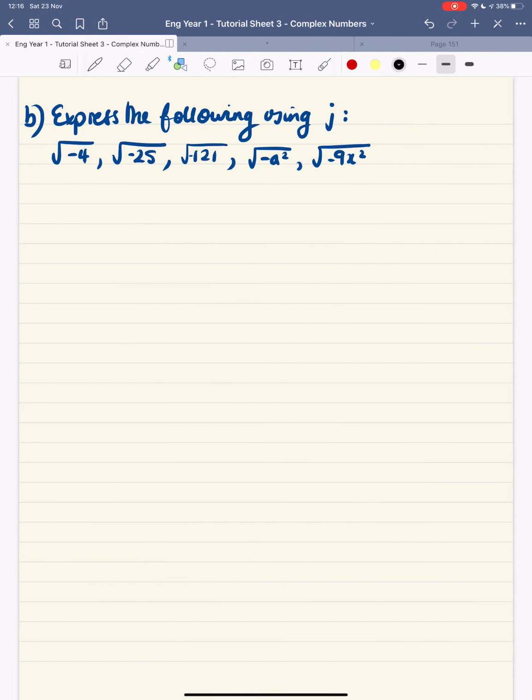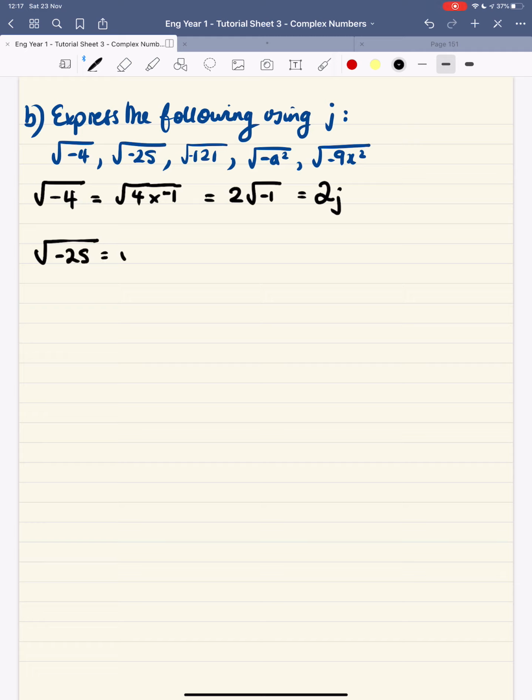Express the following using j. The square root of minus 4 equals the square root of 4 times minus 1. The square root of 4 is 2, and then it's root minus 1, and the square root of minus 1 is j, so that's 2j. The square root of minus 25 is the square root of 25 times minus 1, which is 5 root minus 1, which is 5j.